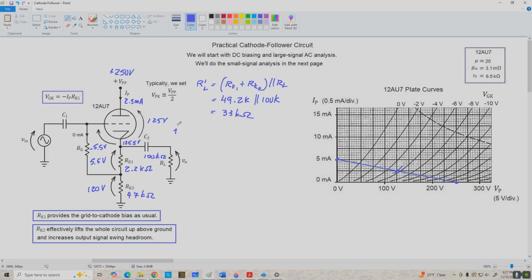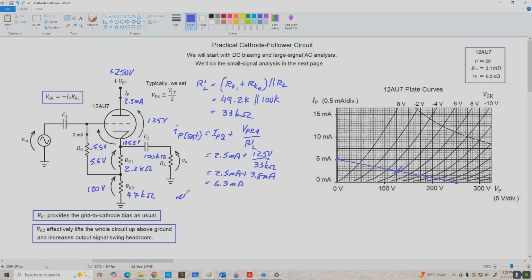Let's start with IP sat, and we're going to use the same formulas we did before. That is, IP sat equals IP Q plus VPK Q divided by R prime L. So we've got 2.5 milliamps plus 125 volts divided by 33 k ohms, and that's 2.5 milliamps plus 3.8 milliamps, which is 6.3 milliamps. So there's one endpoint for our AC load line.